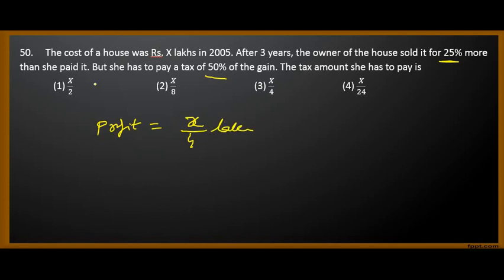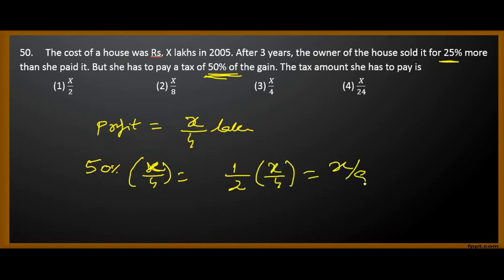But what does she have to do? She has to pay tax of 50% of the gain. So 50% of the gain. What is the gain? X by 4. She has to pay tax of this much. What is 50%? 1/2. 1/2 into x by 4 is equal to x by 8. The tax amount she has to pay is x by 8. Simple. The answer is option 2.